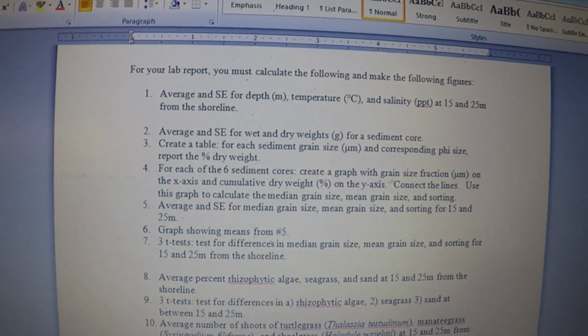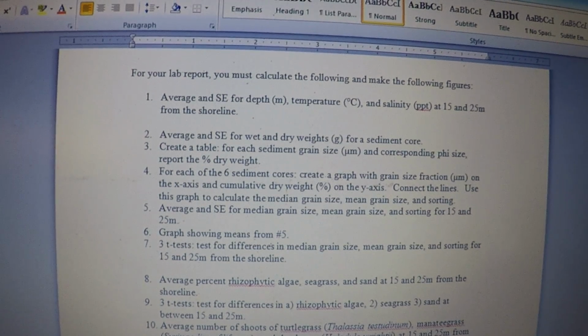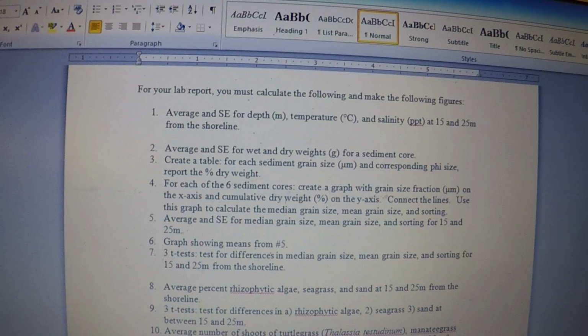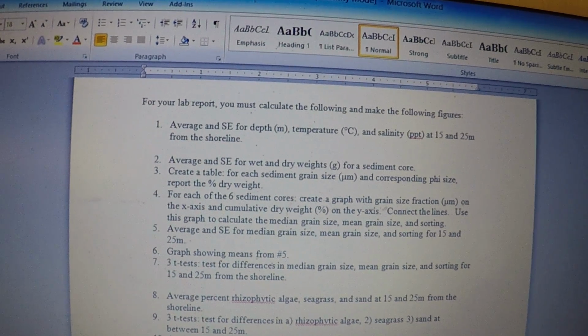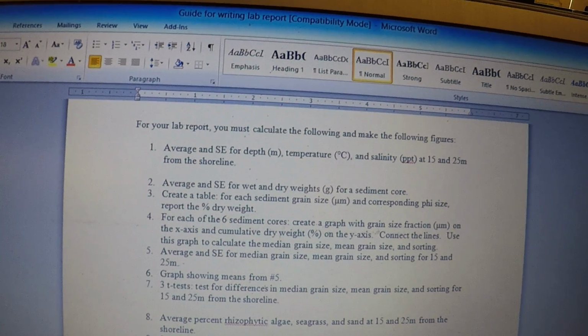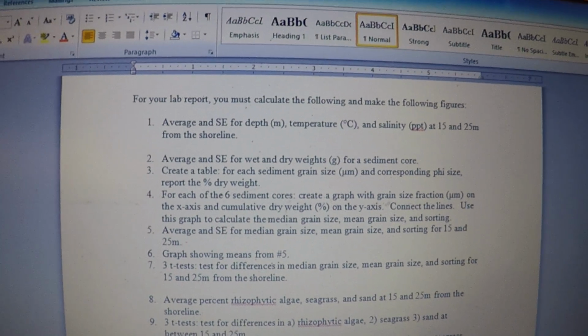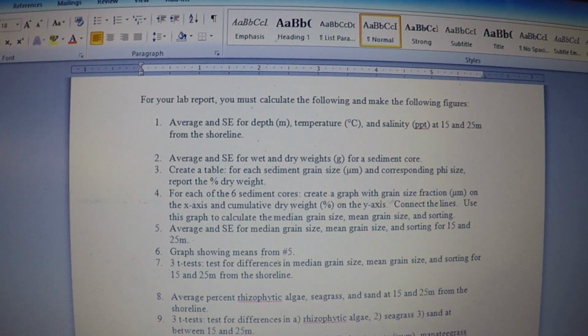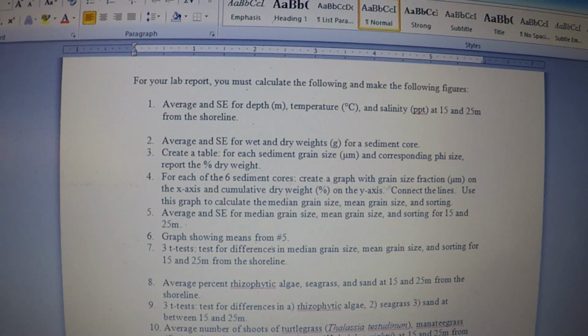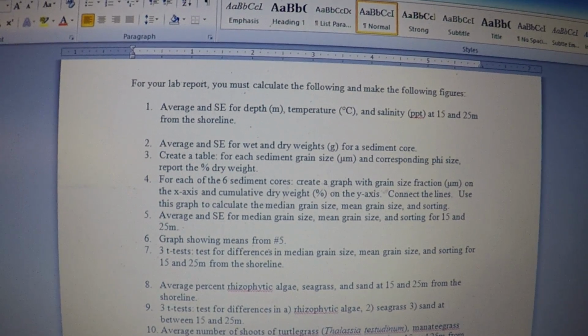This is where you do, for each sediment grain size in microns, the corresponding phi size, which you can find in your sediment grain analysis or your sand grain size analysis. So you're going to create this table with your sediment grain size and your phi size, and you're going to report the percent dry weight. This is for, again, each one of your sediment cores.